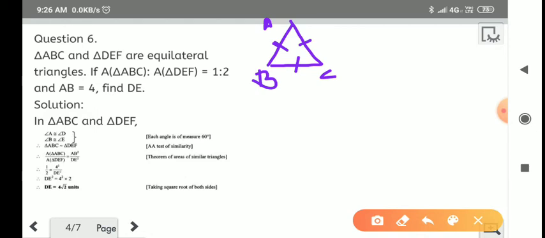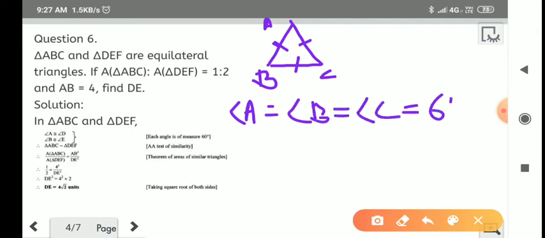And one more property of an equilateral triangle is that each angle, that is angle A is equal to angle B and is equal to angle C, and each angle is equal to 60 degrees for an equilateral triangle. So this is the concept of an equilateral triangle: all sides are congruent and all angles are also congruent. So in triangle ABC, angle A equal to B equal to C is equal to 60 degrees.